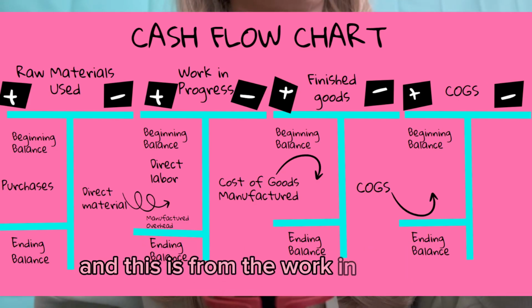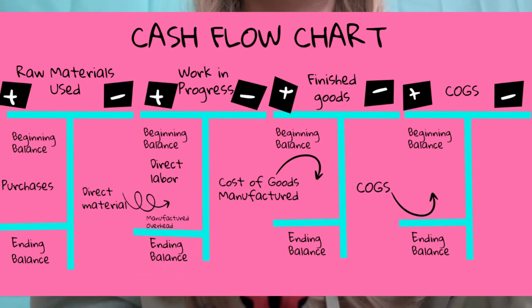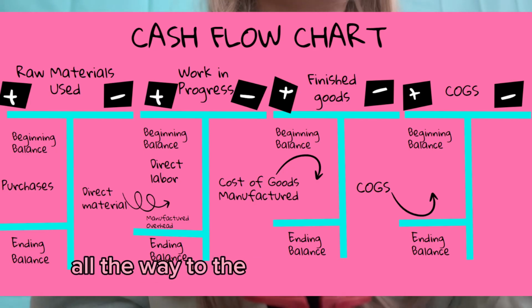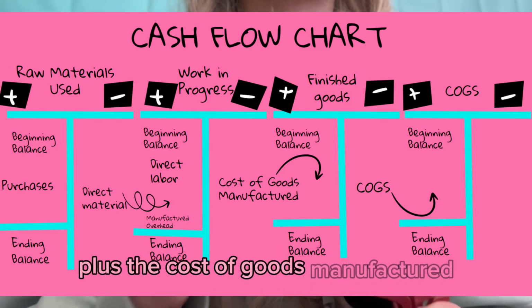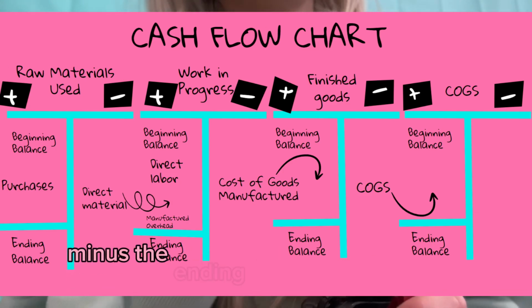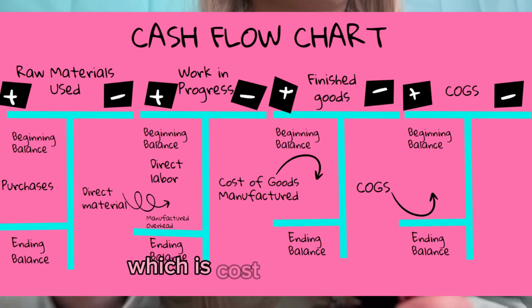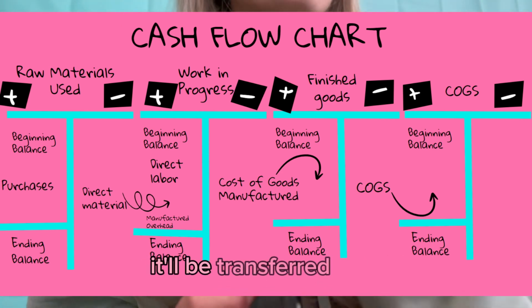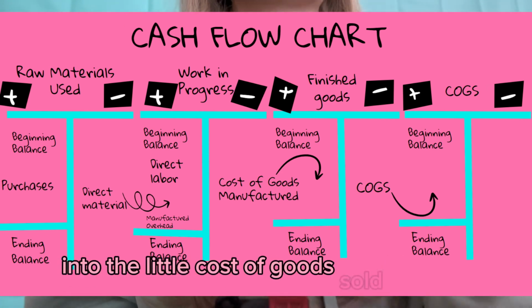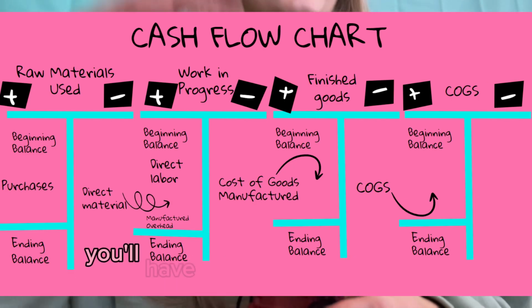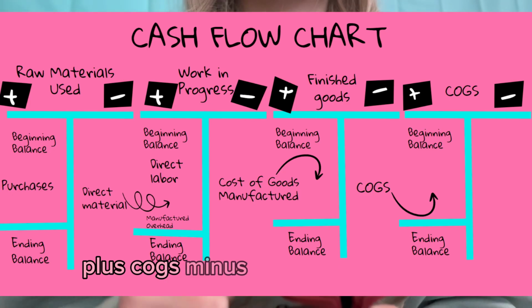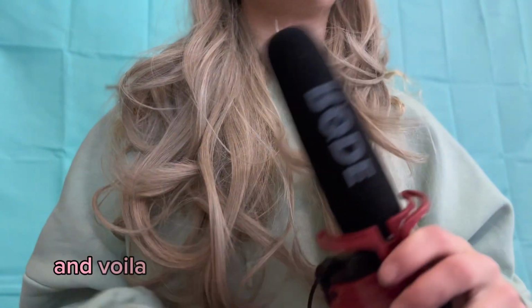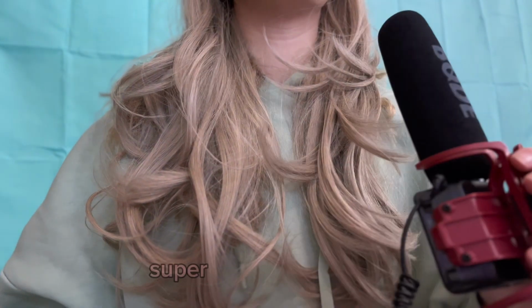And this is from the work in progress, and you're going to transfer cost of goods manufactured from the work in progress chart all the way to the finished goods chart. And then you're going to add the beginning balance plus the cost of goods manufactured minus the ending balance, and this will get you COGS, which is cost of goods sold. It'll be transferred over into the cost of goods sold account, where you add the beginning balance plus COGS minus the ending balance. And voila! Cost of goods sold for the quarter. Super cute. We love her.